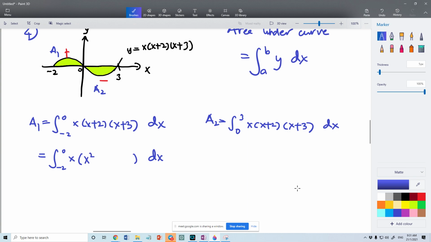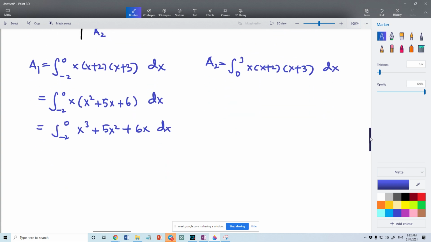Correct, x square. Correct, 5x. Very good. Plus 6. Correct. So the answer will be the integral from negative 2 to 0 of x power of 3 plus 5x square plus 6x dx. Okay, so you get this, and then equal.